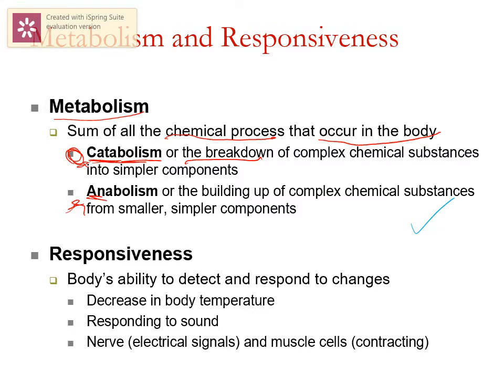Okay, so you break down those smaller molecules into really tiny micromolecules. And these molecules later combine to form larger fat cells. That is called anabolism. Anabolism is a building up of complex chemical substances from smaller, simple components.